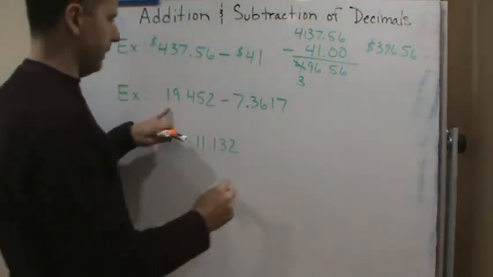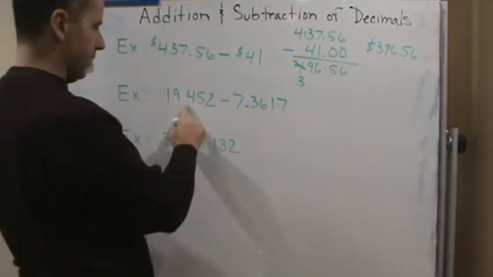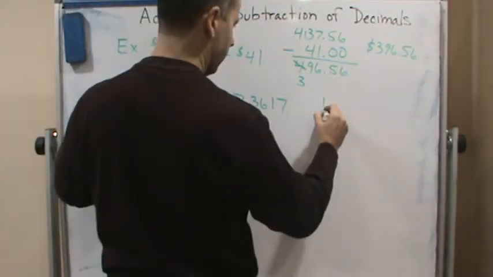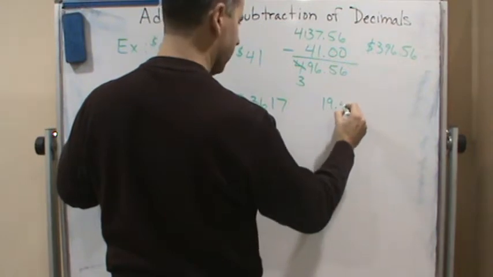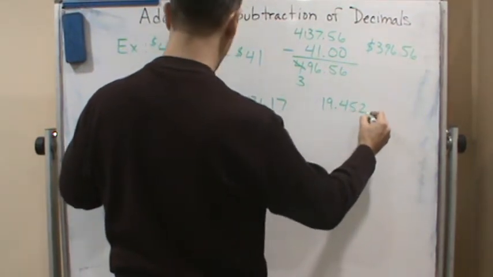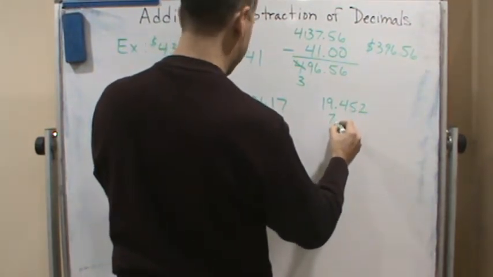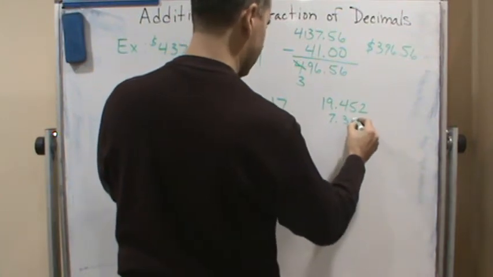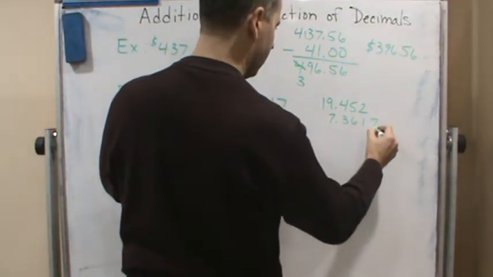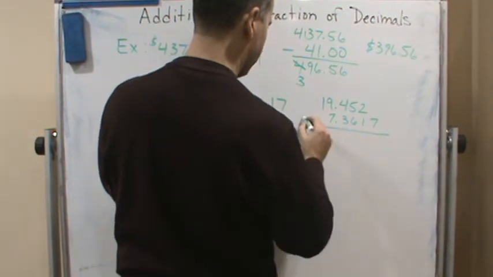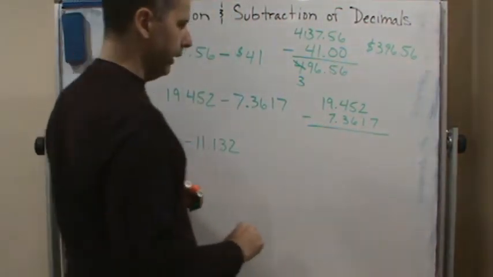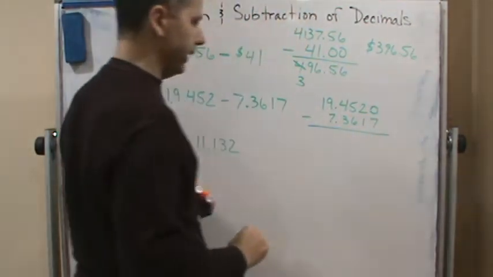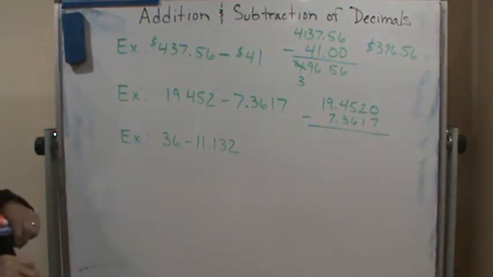The next one is going to be set up the same way. I'm going to line up the decimal points. So this is going to be 19.452 minus 7.3617. And so I'm going to subtract. And so I'm putting a 0 here for a placeholder. And now I'm going to subtract.